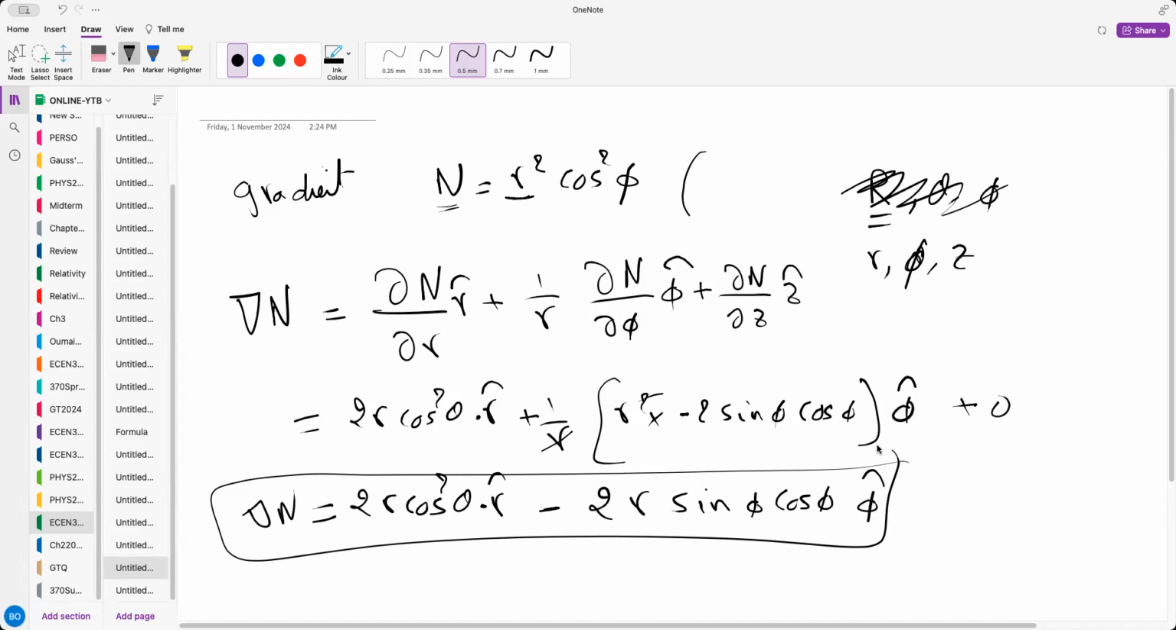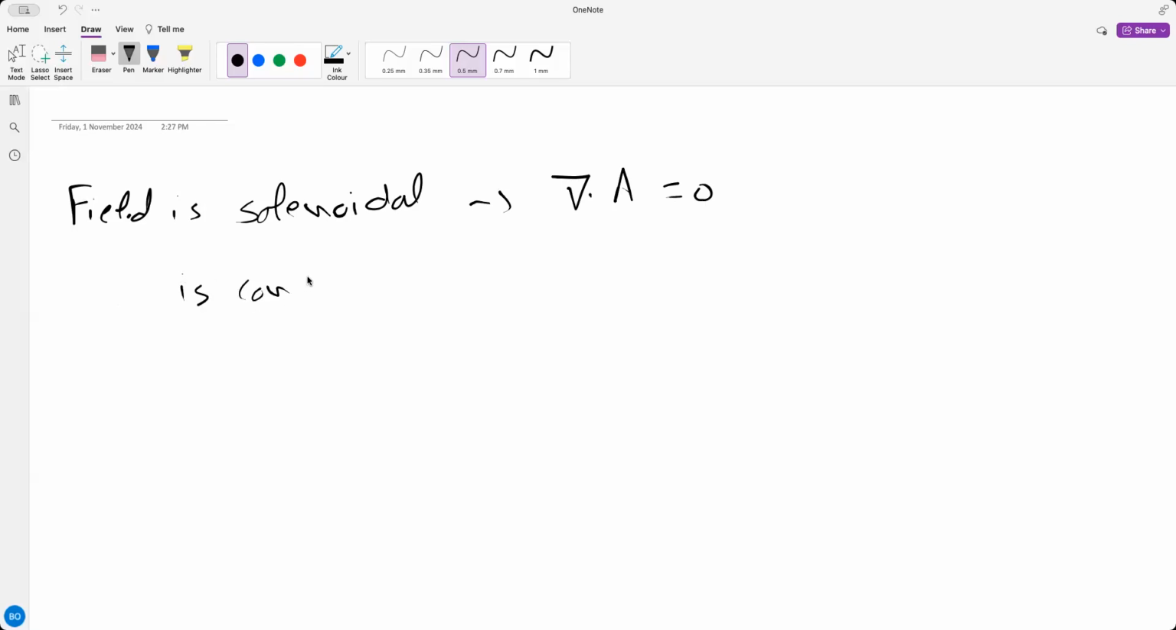So then let's go to another problem. If you remember, we talked about a field, for example an electric field, being solenoidal if its divergence is equal to 0, and the field being conservative if the cross product with nabla is equal to 0.